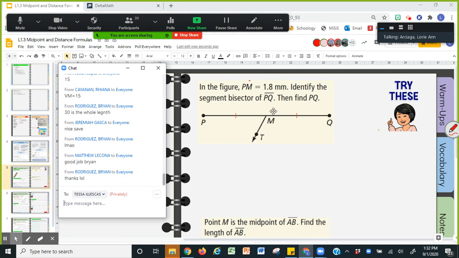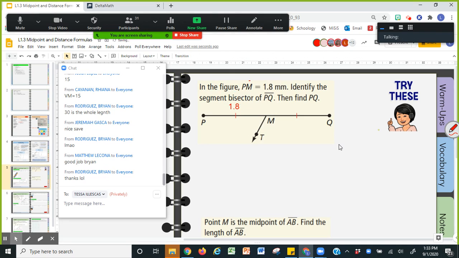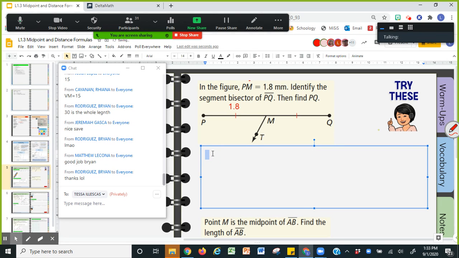Let's go. In this figure, PM is 1.8. So you can label that using your text box and put 1.8. Identify the segment bisector, then find PQ. Okay. Identify the segment bisector, then find PQ. Okay.